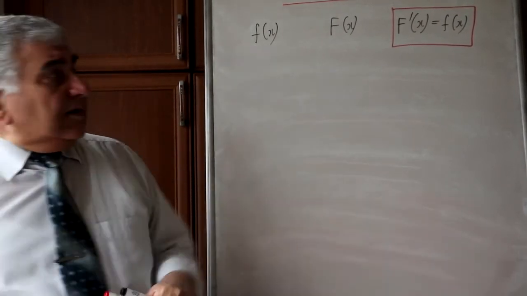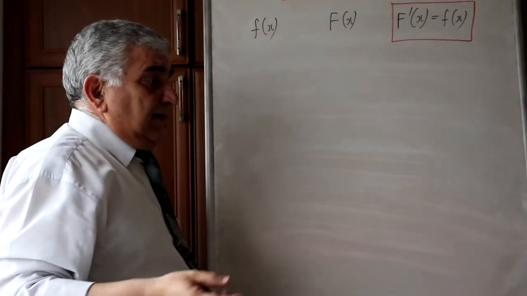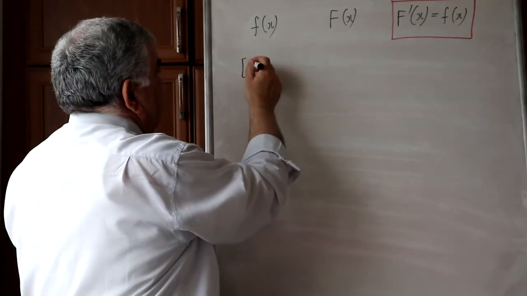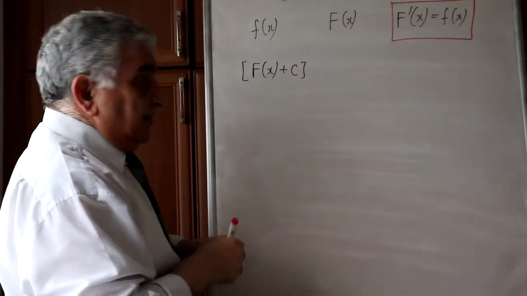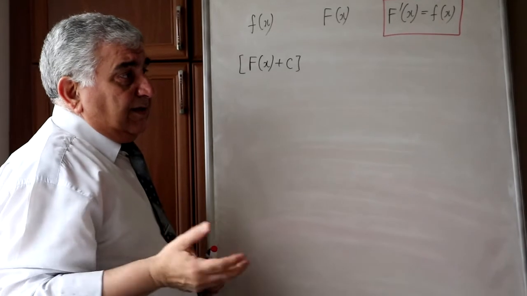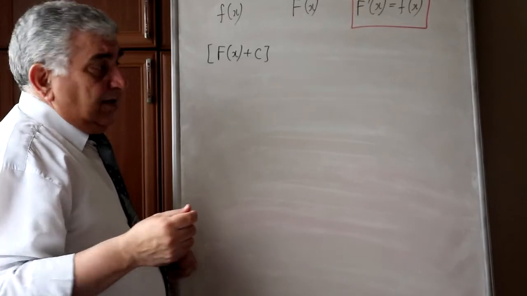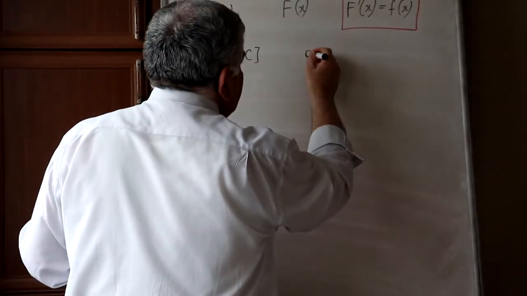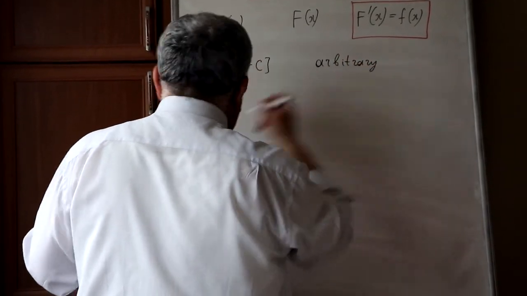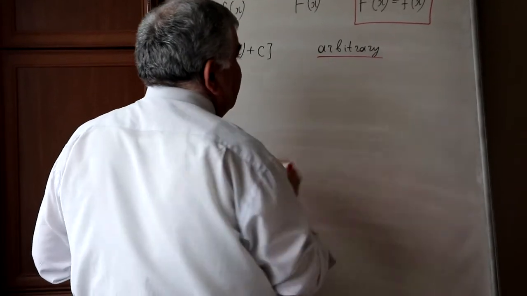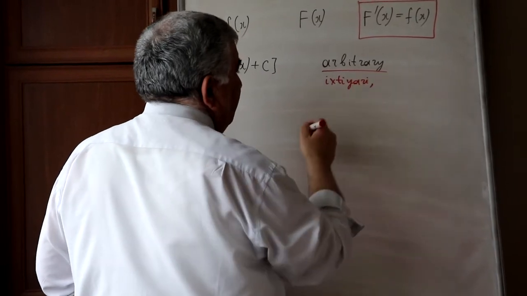If f capital of x is the antiderivative of the given function f little of x, then the function f capital of x plus c, where c is an arbitrary constant value, in Azeri it is ihtiyari, in Russian it is произвольный.